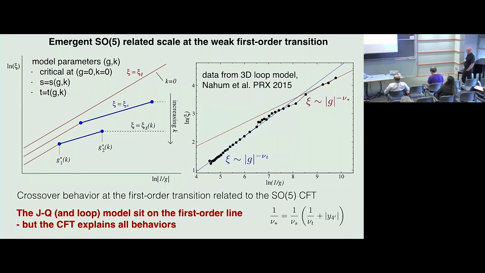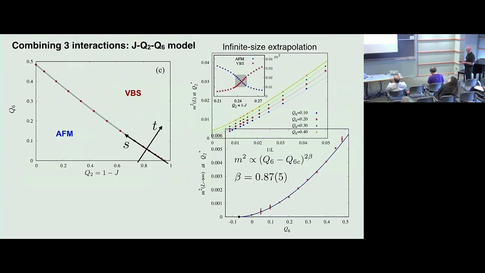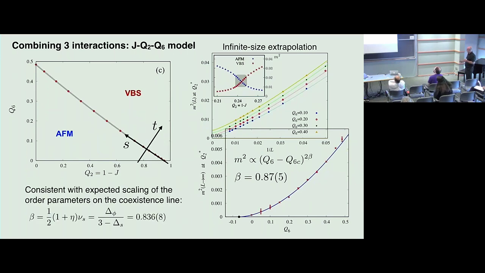So the point here still is that we sit slightly on the first order line. We get some weird behaviors that seem to not fit with the CFT, but actually the CFT still can explain all the behaviors. Now, just a preview, I will not talk about it, but we can also go into the first order line with this JQ2, Q6 model, and we can see how the order parameters grow there, and it fits also very well with the CFT prediction.